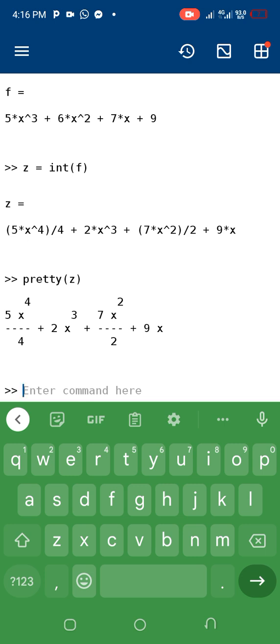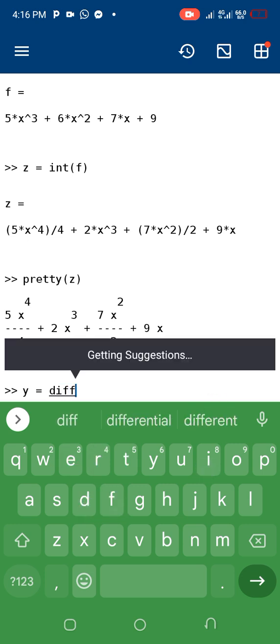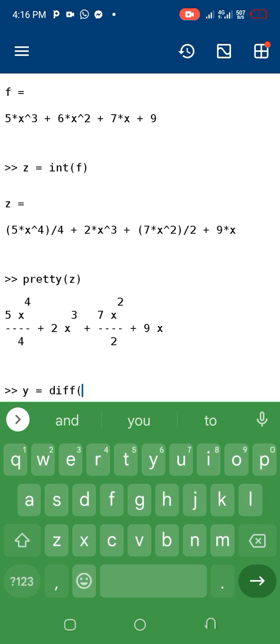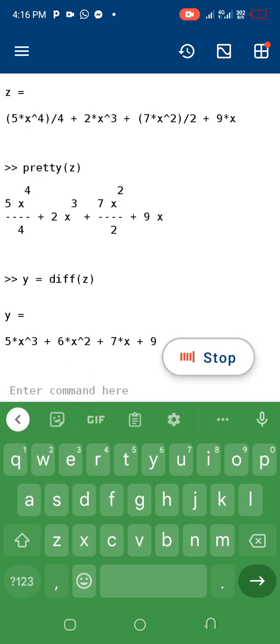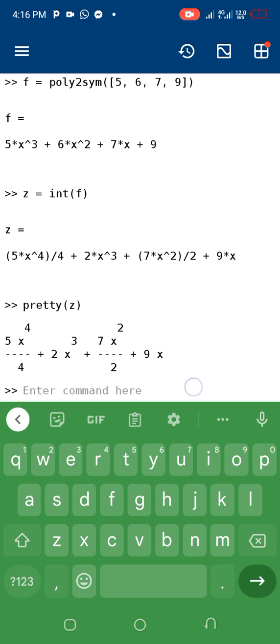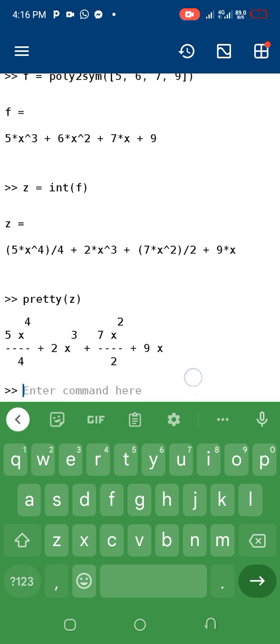Now, I want to differentiate this function so that at the end of the day, I see if I will go back to our function f. So I will say maybe y is equal to diff. We are going to differentiate this function z, the integral of f. So let us see if we go back to the other one. When you look at y, this is 5x cubed plus 6x squared plus 7x plus 9, and the same as f equal to 5x cubed plus 6x squared plus 7x plus 9.